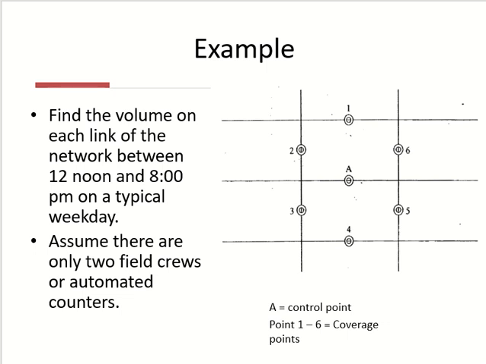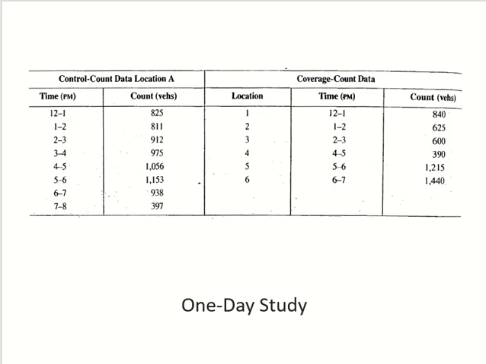Okay. So A is control point, meaning what? What did we do with A? What is special about A? What do we do with control? Why is A different than others? To find the factors? What else?